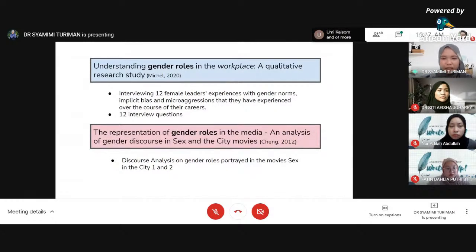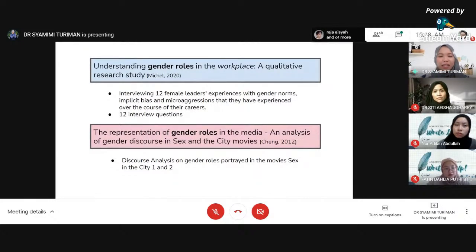Okay, let's look at the other research title in the pink box. The Representation of Gender Roles in the Media: An Analysis of Gender Discourse in Sex and the City Movies. So this is a study by Cheng in 2012. Okay, so we understand here that this is a discourse analysis on gender roles portrayed in the movies Sex and the City 1 and 2. So the difference between the two topics here is that both are qualitative studies, but one involves human beings and the other does not.